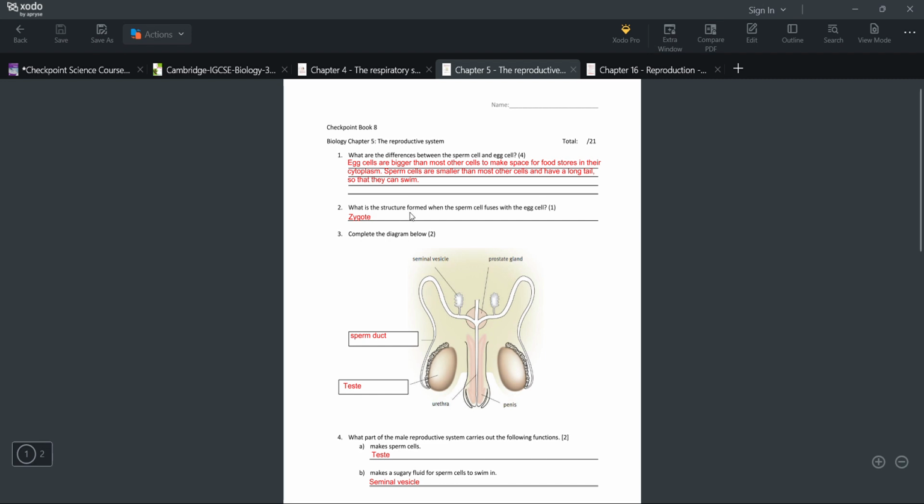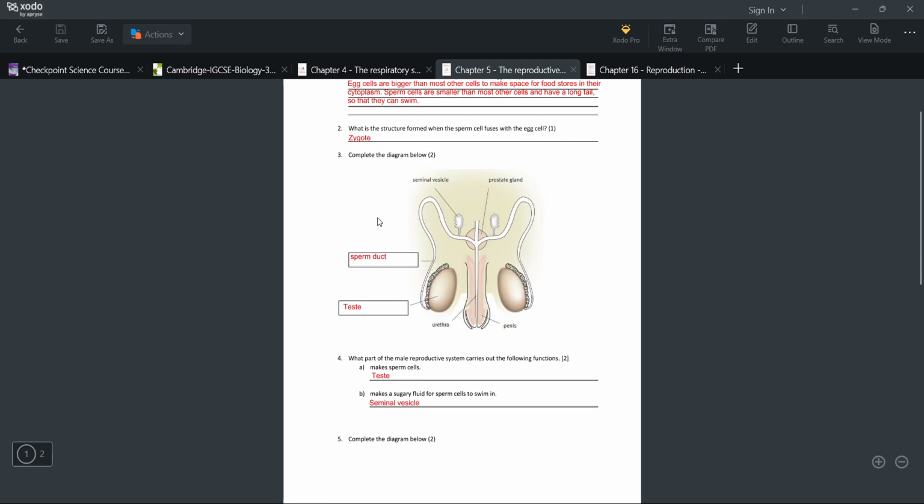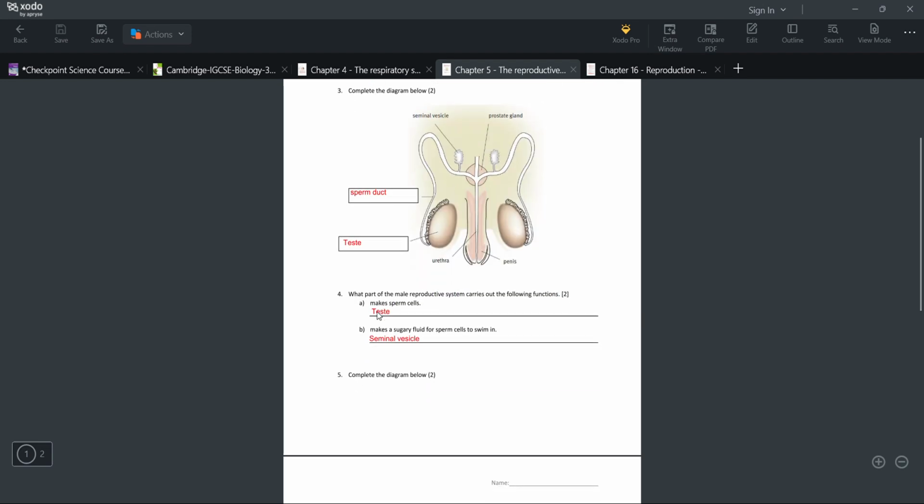Then what is the structure formed when the sperm cell fuses with an egg cell? And that's a zygote right in the beginning. That's at the point of fertilization. Complete the diagram here of the male reproductive organ. You've got your sperm duct and your testes. Okay. What part of the male reproductive system carries out the following functions? What makes the sperm? That is your testes. And what makes a sugary fluid for sperm to swim in? And that is your seminal vesicle over here.